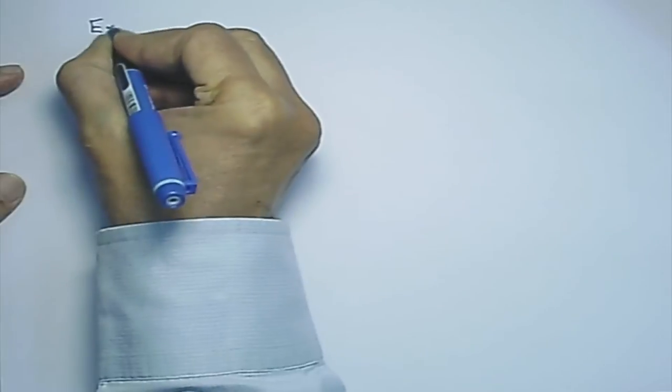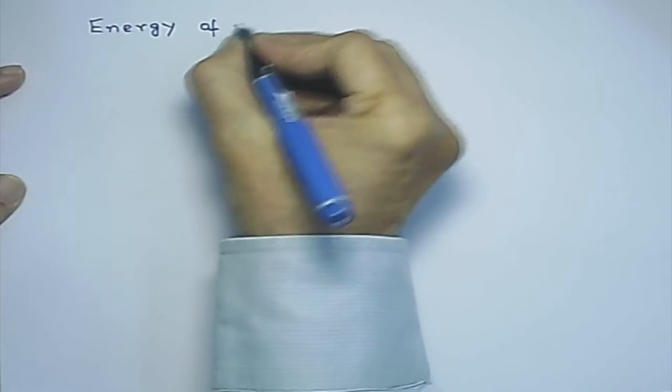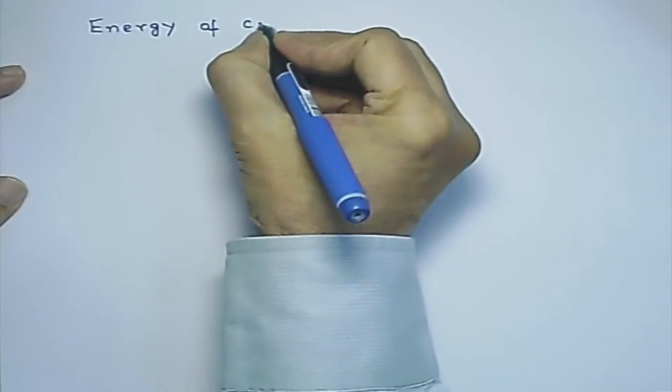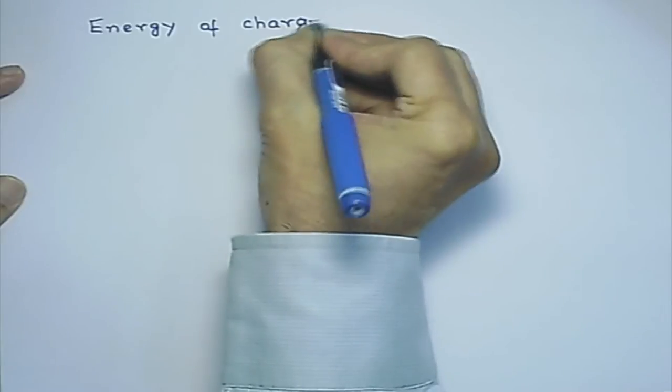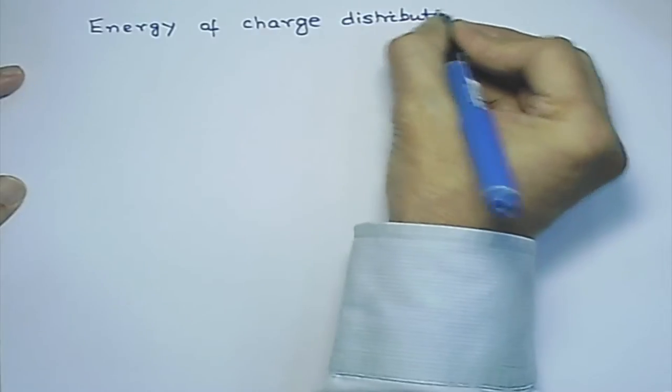But there is a rather important point which I have not touched upon. We have been talking about a collection of charges, either free charges or in a dielectric, which we have been calling the bound charge. So what we want to do is to find out what is the energy of a charge distribution. Once again, I will be doing it for electrostatics.